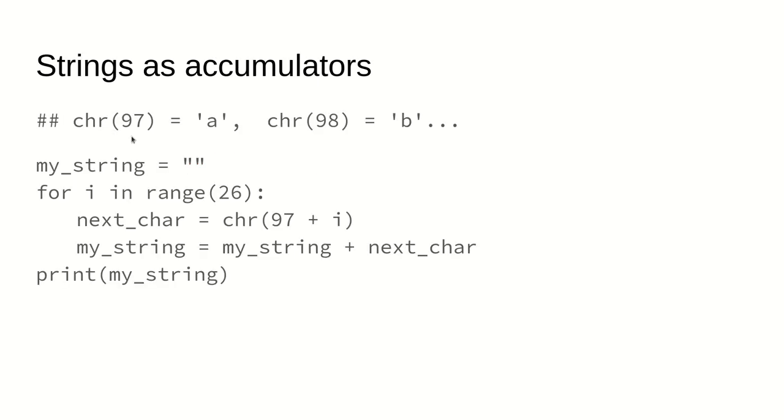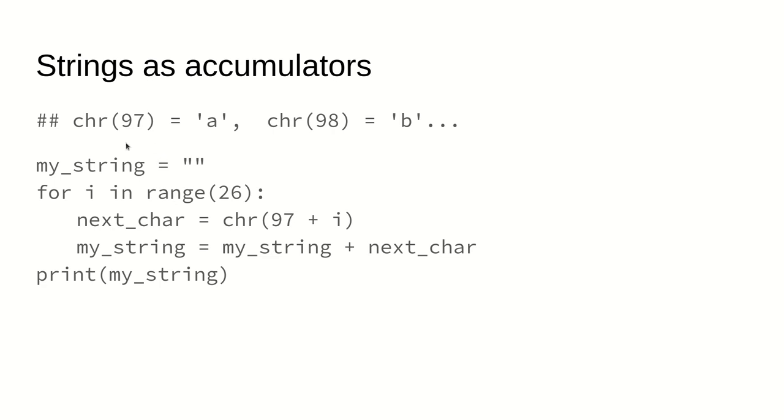So we can use strings as accumulators, for instance. Here, we'll be building the alphabet by starting with character 97, which is lowercase a, and going onward through character 97 plus 1, character 97 plus 2, and so on, out to character 97 plus 25, which would be lowercase z.